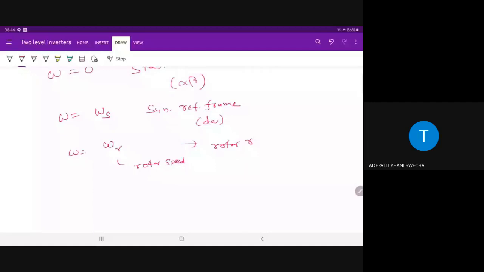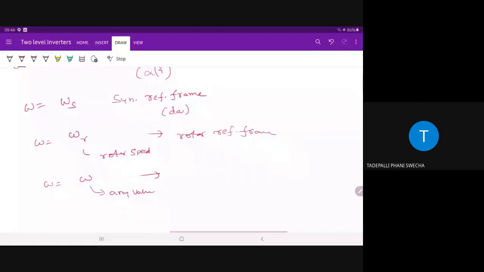It is known as rotor reference frame. That means the reference is fixed in the rotor. And if it is anything, that is omega equal to any value, right? So it is known as arbitrary reference frame.